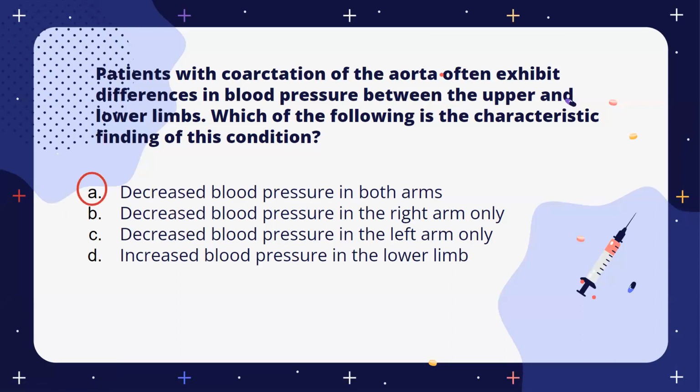Let's look at the answer. Yep, you're right. The blood pressure is lower in both of the upper arms as compared to the lower. What we're usually measuring is a radial femoral delay. That's what it's called. So you measure the pulse in the radial artery for both the arms, and then the femoral artery for the lower limbs. And usually the blood pressure would be much lower in the radial arteries than it would be in the femoral arteries in the legs.